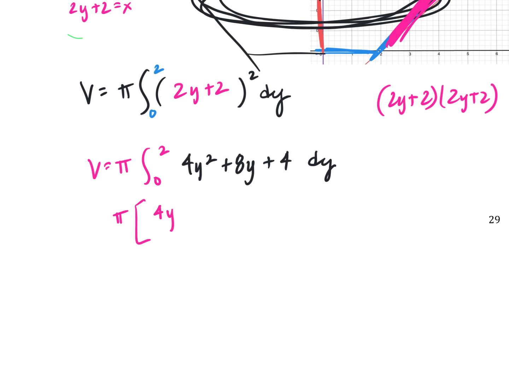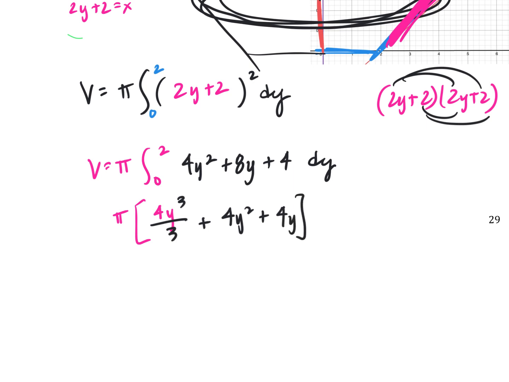Good call. When I distributed this, buddy. Oh, you did it like that. Okay. Yep. That's what I did wrong. Antiderivative, Nelson. 4y to the what over what? 8y to the second over second would be 4y squared. And. Good. From 0 to 2.